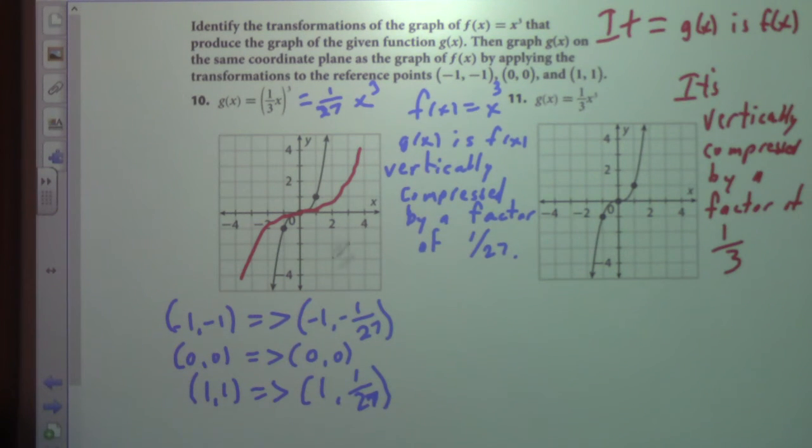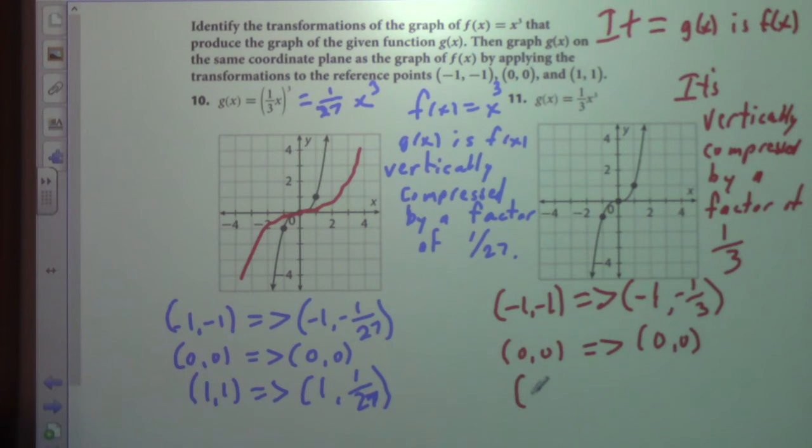Okay, and now we have these translated points, right? They want us to translate (-1, -1). So what is that going to translate to? (-1, -1/3). And then (0, 0) translates to become (0, 0).